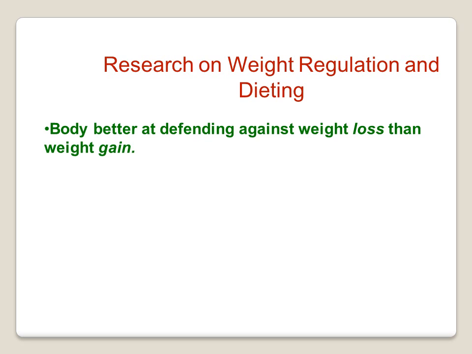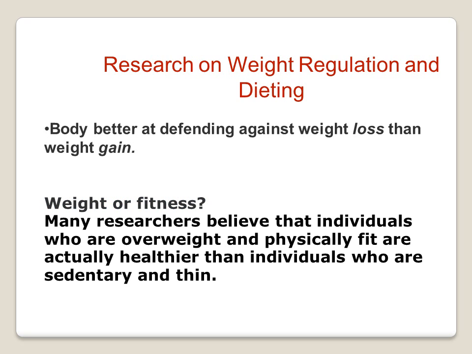Looking at the research on weight regulation and dieting, we see that our bodies are better at defending against weight loss compared to weight gain. Why is this? If we look at this from an evolutionary standpoint, when people were hunters and gatherers and food was more scarce, your body basically didn't know when the next meal would be available. Your body thought, all right, if we have food available right here, right now, we need to pack on as many pounds as possible. So that's why it's easy for you to gain weight.